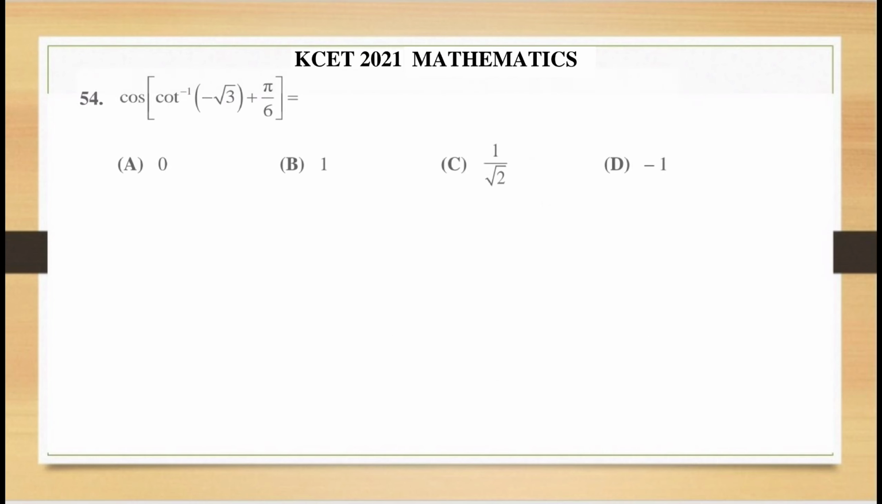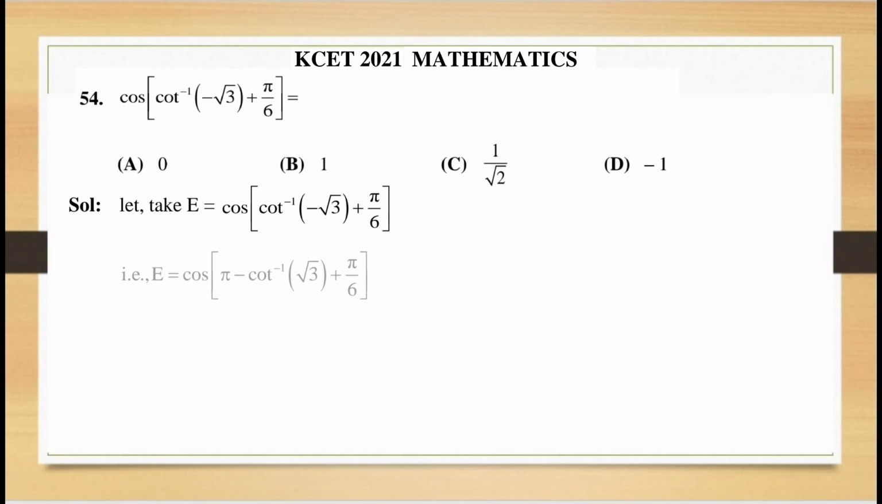54th question is cos of (cot inverse of −root 3 plus pi by 6) equals. Let's take E equals cos of (cot inverse of −root 3 plus pi by 6). That is, cot inverse of −root 3 is pi minus cot inverse of root 3. Therefore, E equals cos of (pi minus pi by 6 plus pi by 6), which equals cos pi, that is −1. So option D is correct.